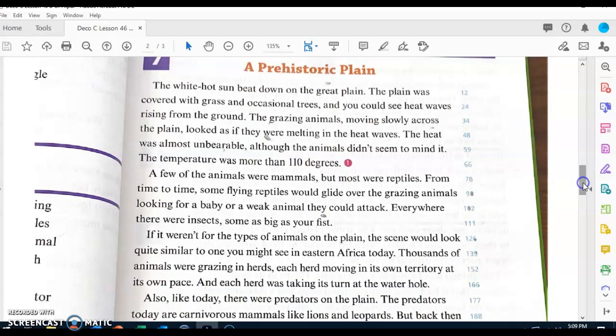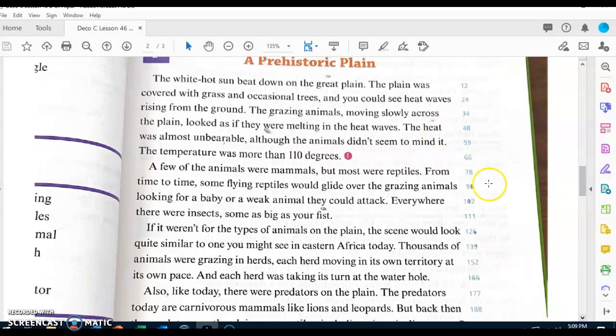Let's go ahead and start with our story. Look at part 7, a prehistoric plan. The white hot sun beat down on the Great Plain. The plain was covered with grass and occasional trees, and you could see heat waves rising from the ground. The grazing animals moving slowly across the plain looked as if they were melting in the heat waves. The heat was almost unbearable, although the animals didn't seem to mind it. The temperature was more than 110 degrees. A few of the animals were mammals, but most were reptiles.